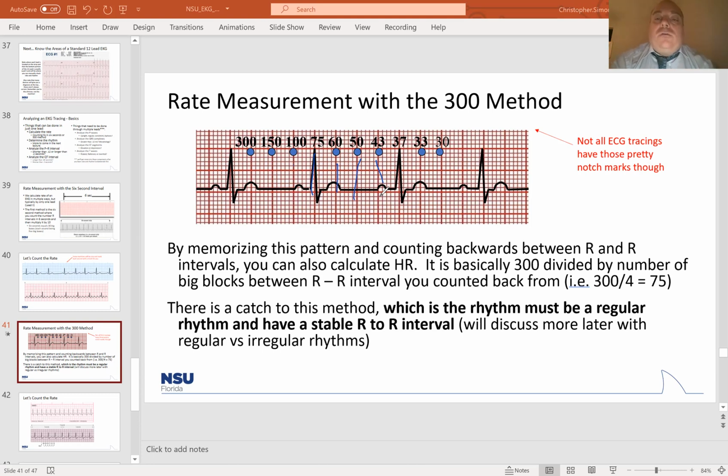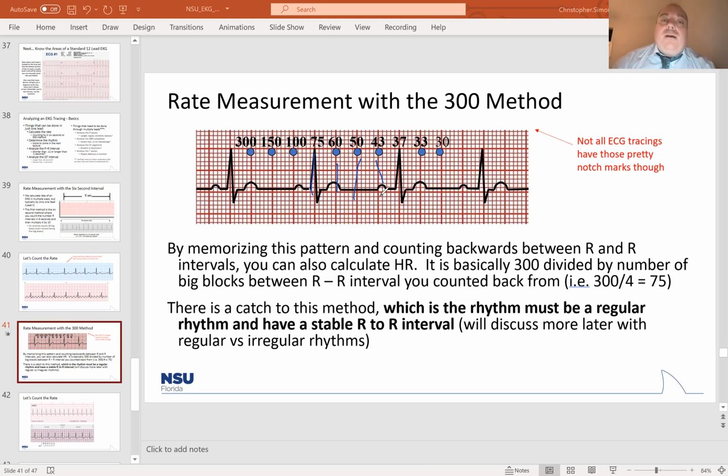Now, this only works, this is very important, this only works if you have a regular R to R interval, or a regular rhythm, okay? If you have an irregular R to R interval, irregular rhythm, the 300 method does not work. So if you have an irregular rhythm, what do you need to do? You need to use the 6-second method, that we just talked about a little bit before. You use the 6-second method for irregular, you can use the 300 method for regular, okay?